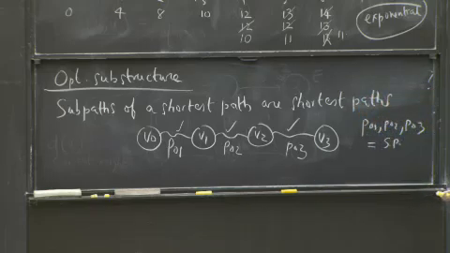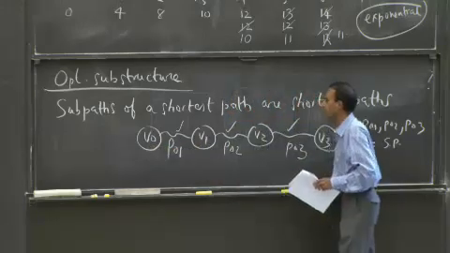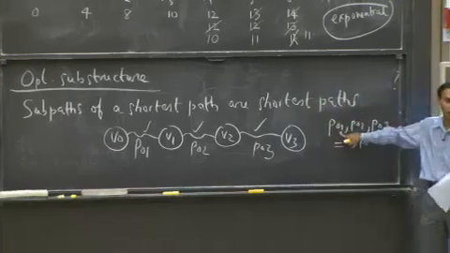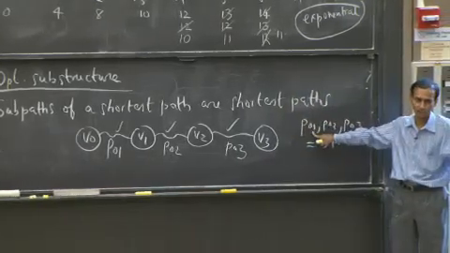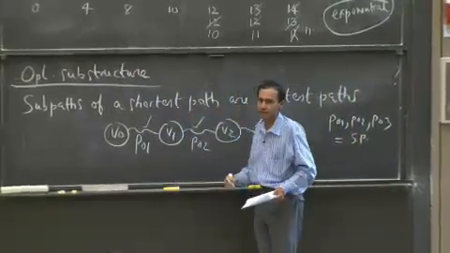And that makes sense because if in fact there was a better way of getting from V0 to V1 that was better than P01, why would you ever put P01 in here? You would use that better way, right? So very simple. That's what's called the optimum substructure property.